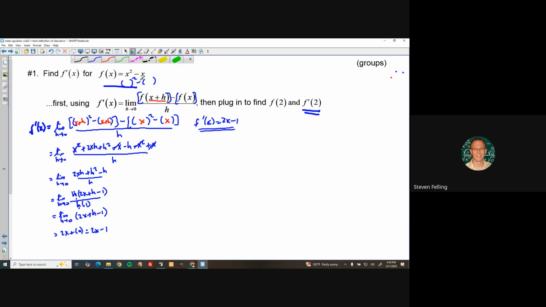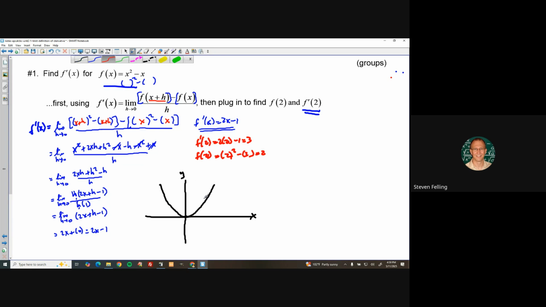Okay, so now what we can do is plug in a particular value, like f prime of 2. And that gives me 2 times 2 minus 1, which is 3. And if I were to plug in 2 to the original function, which is x squared minus x, with 2 plugged in, that is 4 minus 2, which is 2. If you were to graph this function, you would see that it looks like a parabola.